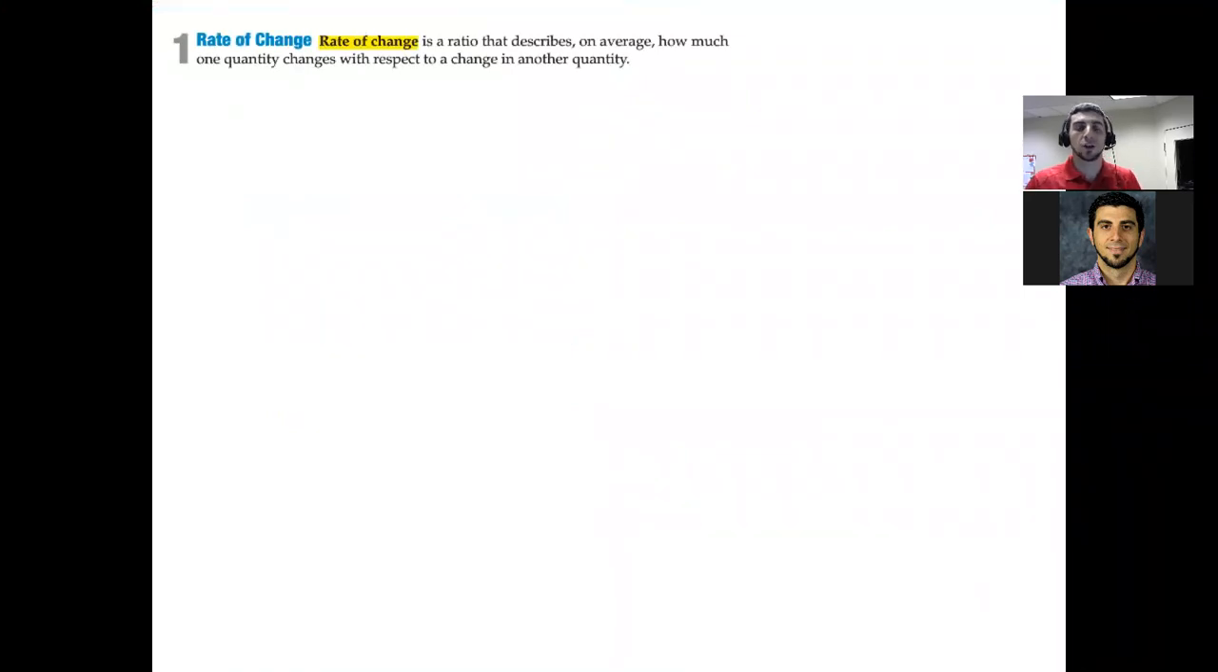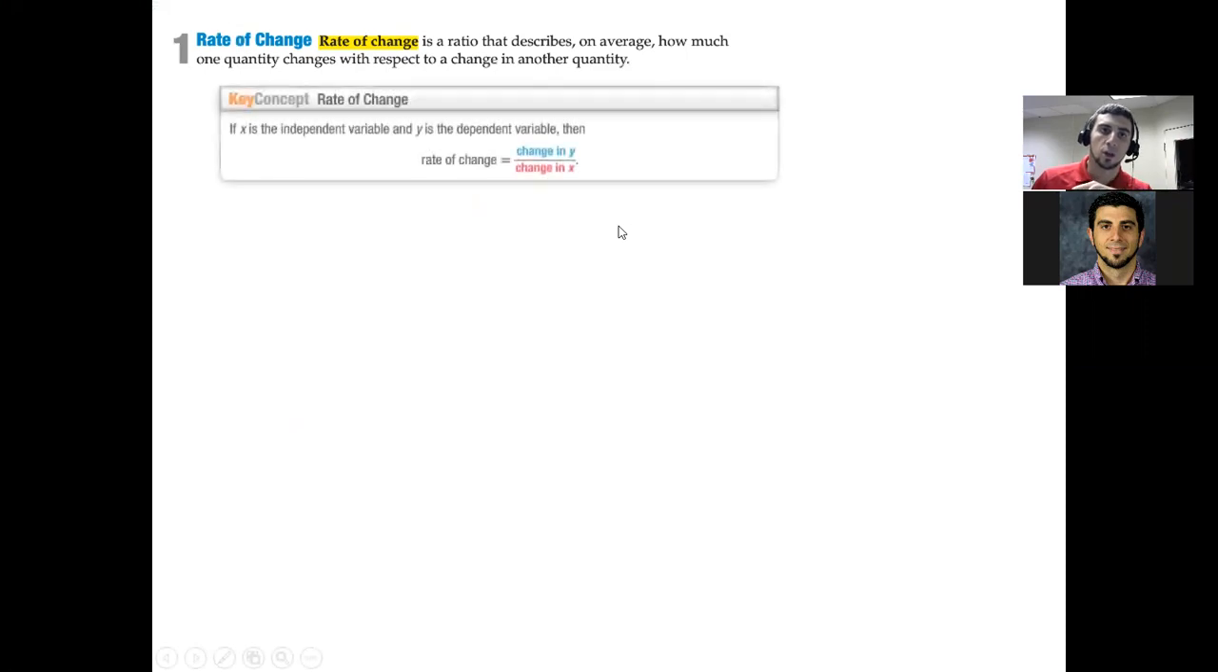So those are our two vocab words or phrases, rate of change and slope. So the rate of change is a ratio that describes on average how much one quantity changes with respect to a change in another quantity. Notice that rate of change is a ratio, and what it does is it compares a change in one quantity with respect to a change in another one. So if x is the independent variable and y is the dependent variable, then rate of change is just how much y changed divided by how much x changed.